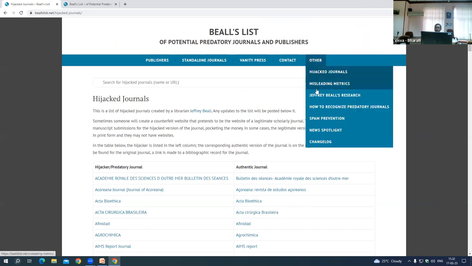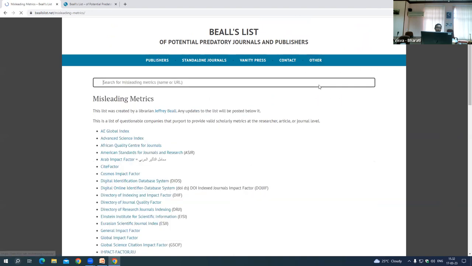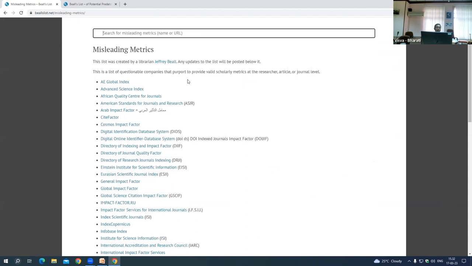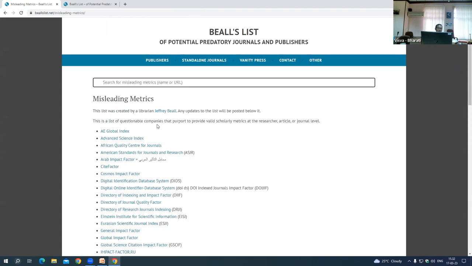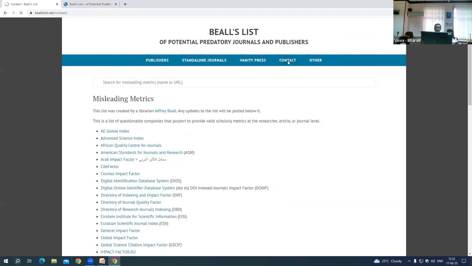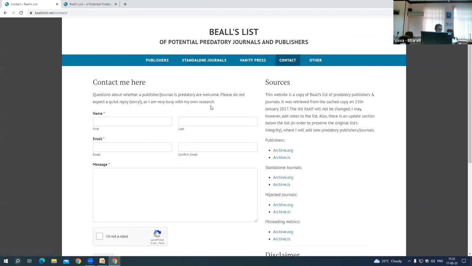Next is misleading metrics. These are some companies and agencies that are making misleading metrics. They are not reputed agencies for making metrics, so you should be careful about this. Next, I want to show another thing.